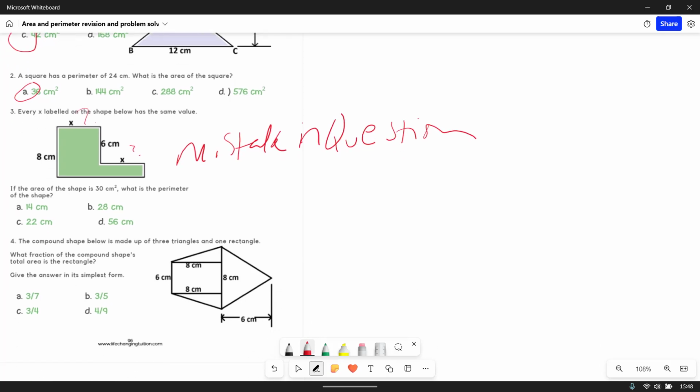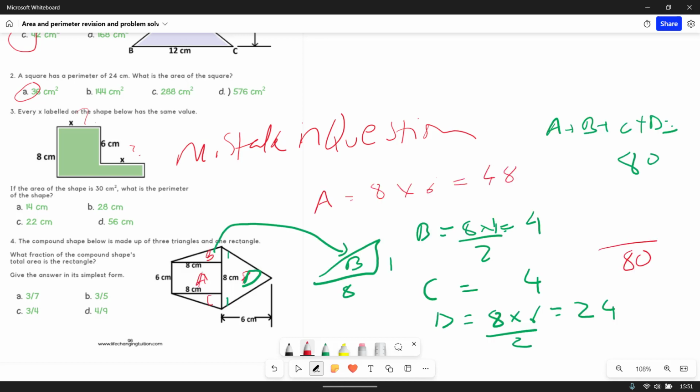Okay, right. Let's do this one. The compound shape below is made up of 3 triangles and one rectangle. What fraction of the compound shape is the total area of the rectangle? So I've got to work out the total. A is the rectangle, so that is 8 times 6, 48. So 48 over the total, and then we're going to simplify that. Both in the 8 times table, so 6 over 10. Both in the 2 times table, so 3 over 5. So 4 is B.